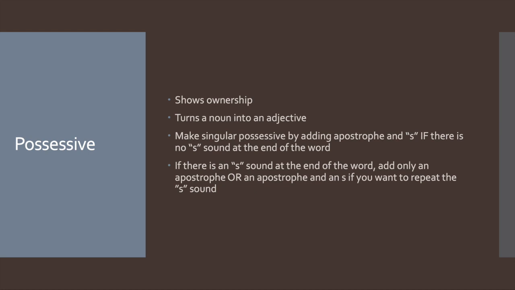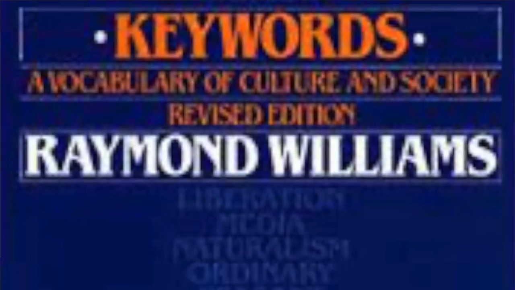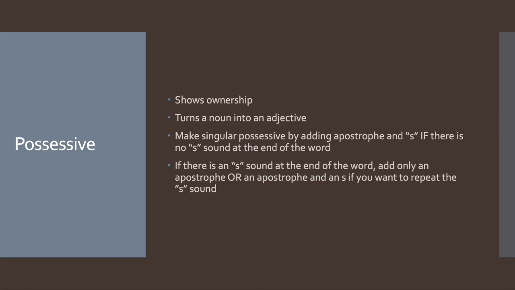And I'll show you what I mean in a minute. Because sometimes there is an S sound at the end of a word. And then you have to decide. You still add the apostrophe first, and then you have to decide if you want to repeat the S sound, like S's, right? So going back to my friends, the Williamses, if I say this is Raymond Williams' book, that's one way to say it, but I can also say Raymond Williams's book. And either of those is correct.